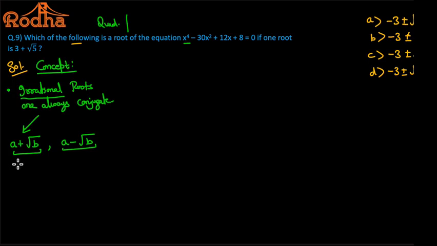The condition is that the quadratic or that higher degree equation should have rational coefficients. Rational coefficients means all of these should be rational here. Like here we have 30, here 12, here 8, and here we have coefficient 1. So all these are rational numbers. So if one root is irrational, then the other root has to be its conjugate.